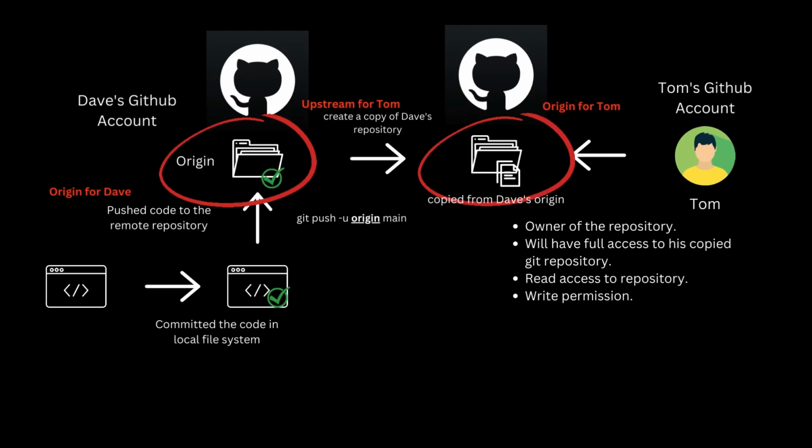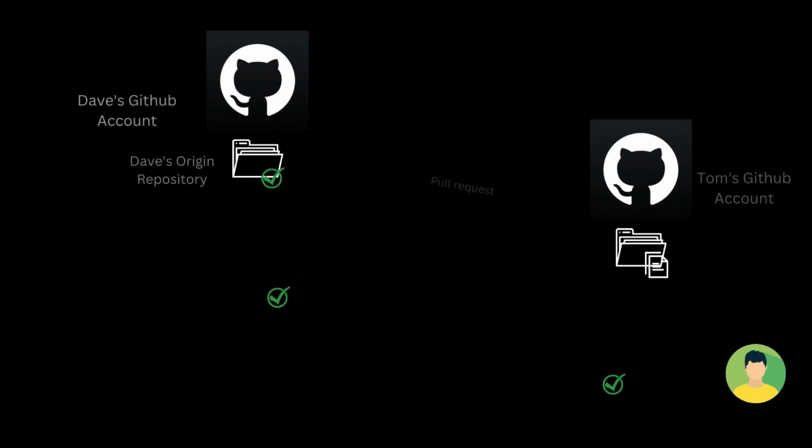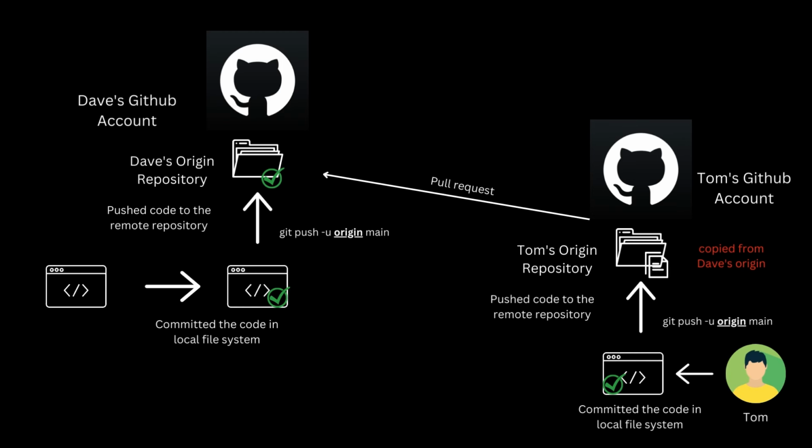Let's consider the example of Tom and Dave. Tom owns a repository with all code base. Dave wants to add some feature in this code base. Tom doesn't have the read access to the repository, hence Tom will need to fork the repository and update his own forked repository and raise a pull request from his repository. This is the standard process that is followed in every organization.